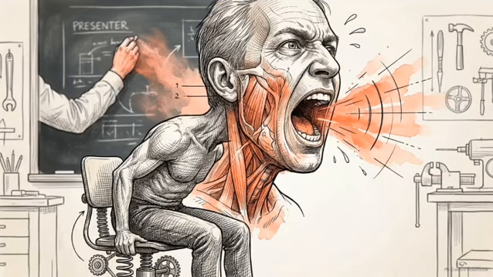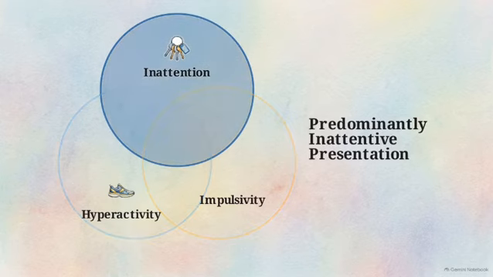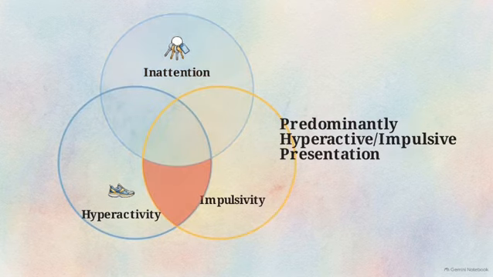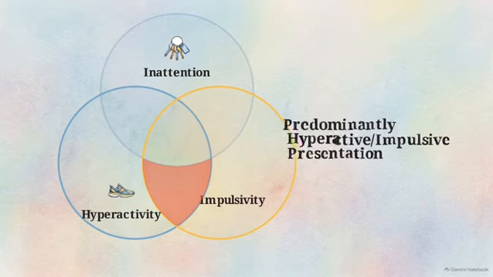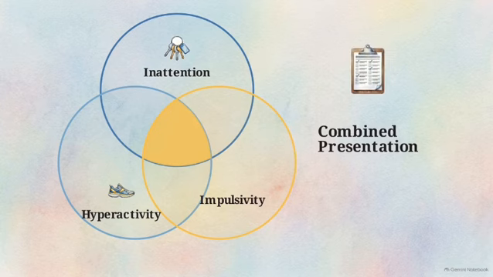Impulsivity is the act of taking action without cognitive delay. This looks like interrupting conversations, struggling to wait for a turn, or making immediate decisions without weighing the long-term consequences. These 3 domains overlap to create the DSM-5 clinical presentations. Highlighting the inattention circle reveals the predominantly inattentive presentation. Shifting to the others reveals the predominantly hyperactive/impulsive presentation. When all 3 intersect, it indicates the combined presentation, featuring all symptoms in significant numbers.